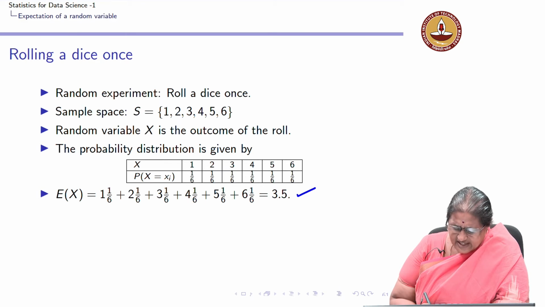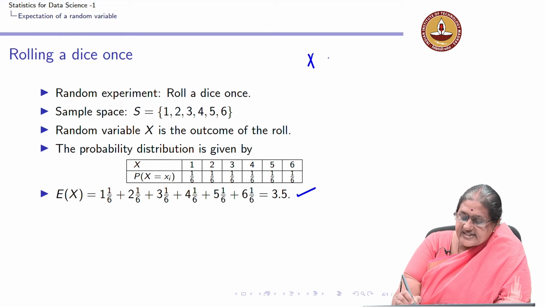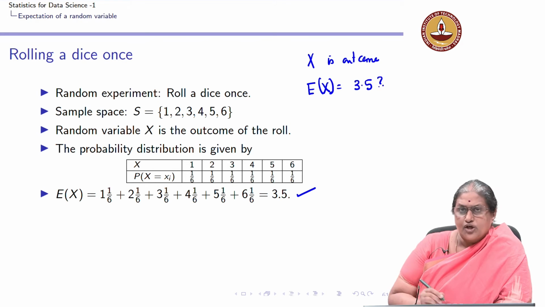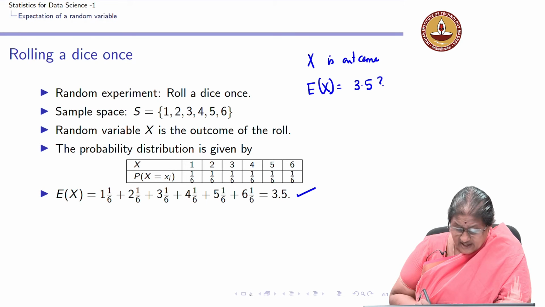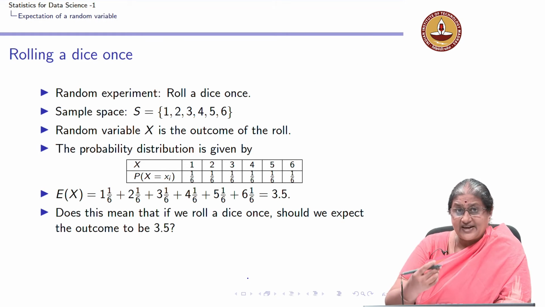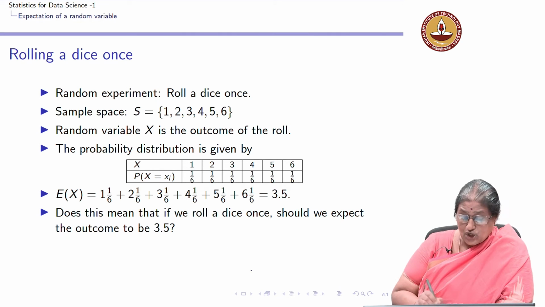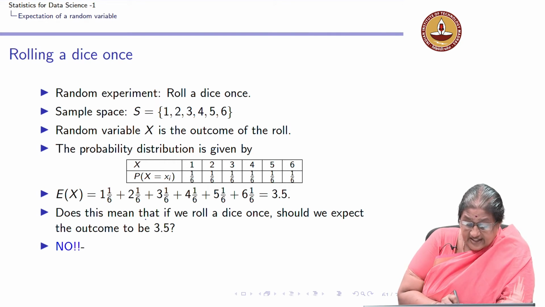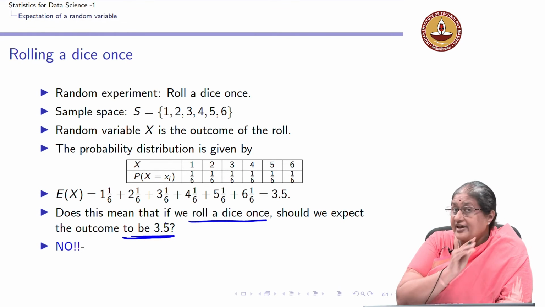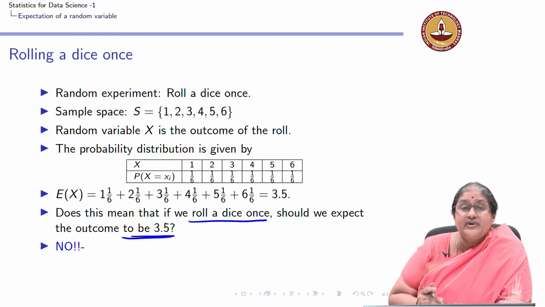So, now let us interpret this random variable. X is the outcome of a roll of a die. I am getting an expected value of x to be 3.5. So, would it be right for me to say that if I roll a die a sufficient number of times, then I will get an outcome of 3.5? The answer is no. It does not mean that if you roll a die once, you can expect the outcome to be 3.5. That is not what this 3.5 means.